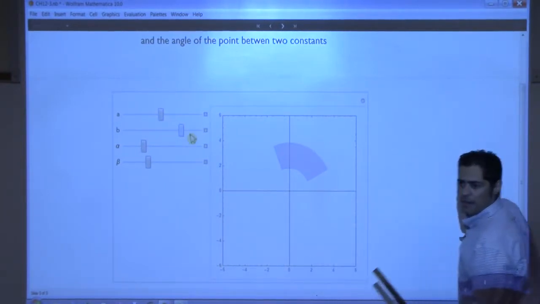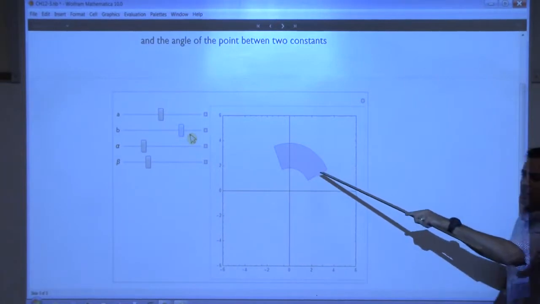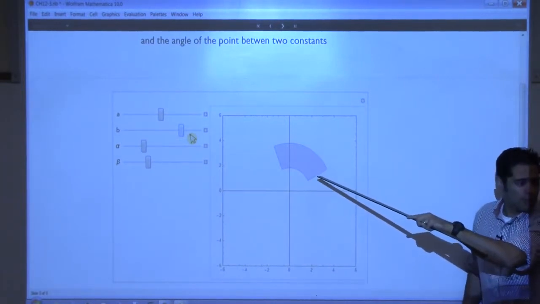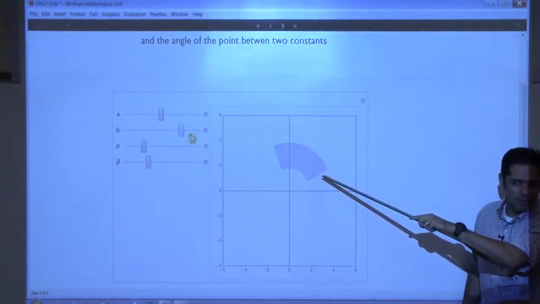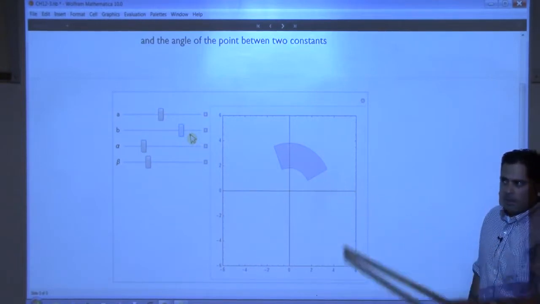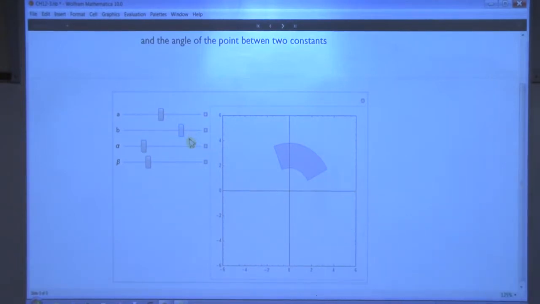Did y'all see that object? This is a rectangular region in polar coordinates. It doesn't look like a rectangle, right? Not a traditional rectangle. All right. With me?